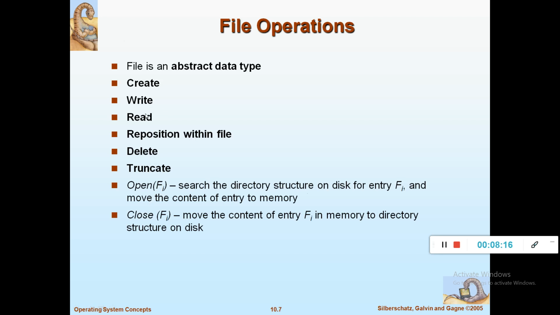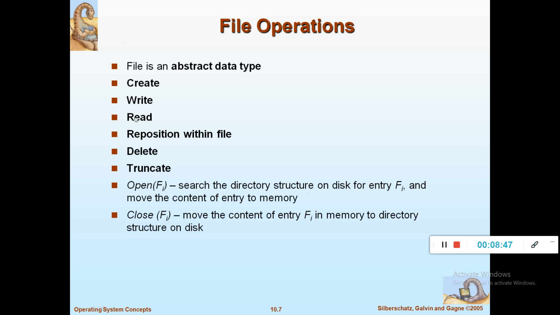Before performing the read, write, or reposition operations, we have to open the file. After doing all these operations, we need to close the file. So the open function will search the directory structure on the disk for the entry Fi and move the content of the entry to memory. So open will locate the file that is present in the secondary storage device and load it into memory. Once that is loaded into memory, we can carry out the different operations on the file.